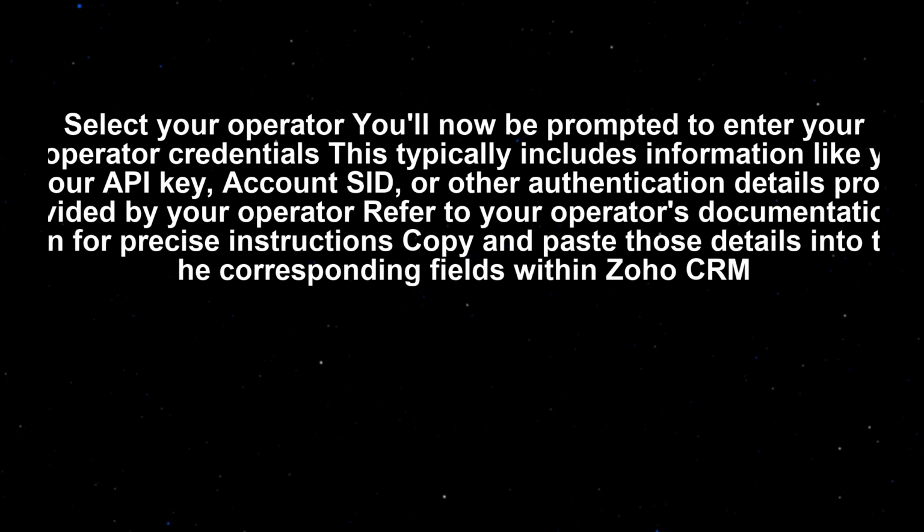Select your operator. You'll now be prompted to enter your operator credentials. This typically includes information like your API key, account SID, or other authentication details provided by your operator. Refer to your operator's documentation for precise instructions. Copy and paste those details into the corresponding fields within Zoho CRM.